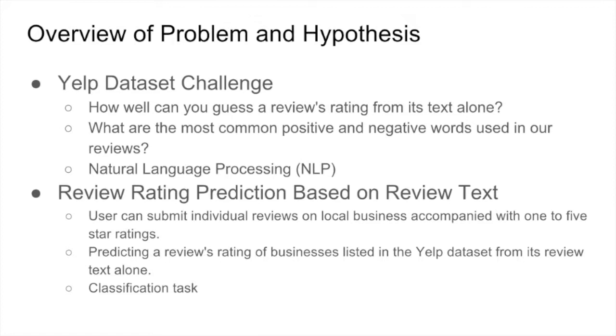In this project, we present a study of review rating prediction using review data from Yelp. Yelp works as a popular business review network platform. Users can submit individual reviews on local businesses, accompanied with 1 to 5 star ratings. We focus on predicting a review's rating from its review text alone. Since the rating results are discretely distributed from 1 star to 5 stars, we regard the prediction as a classification task rather than a regression task.